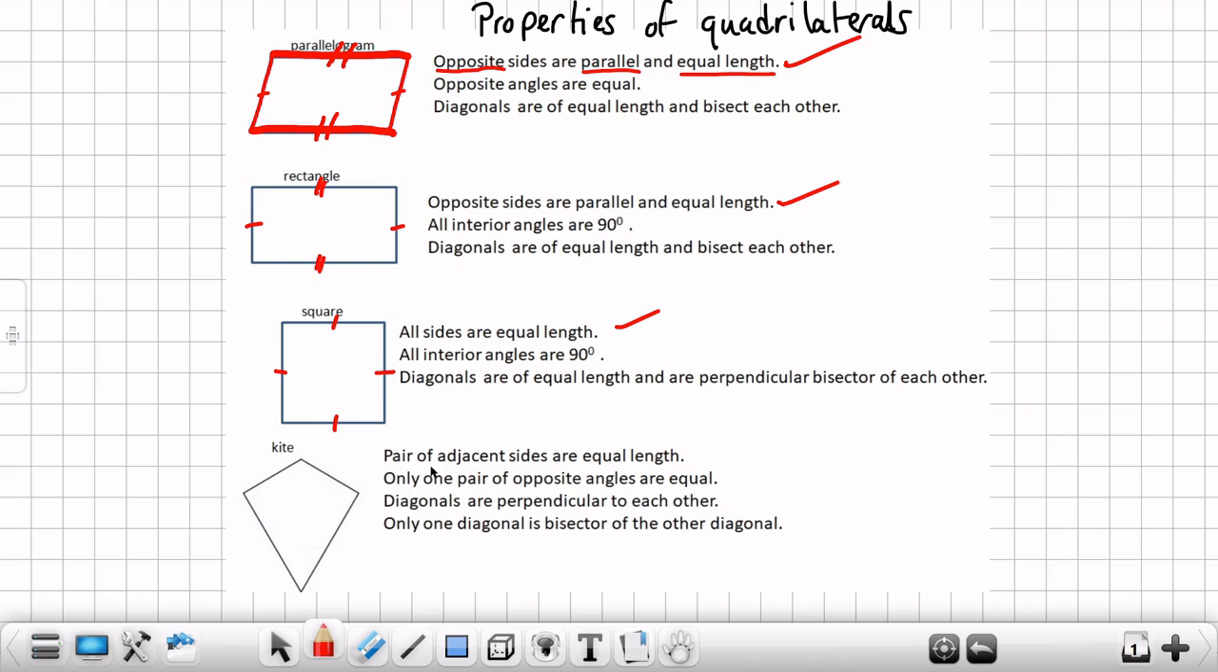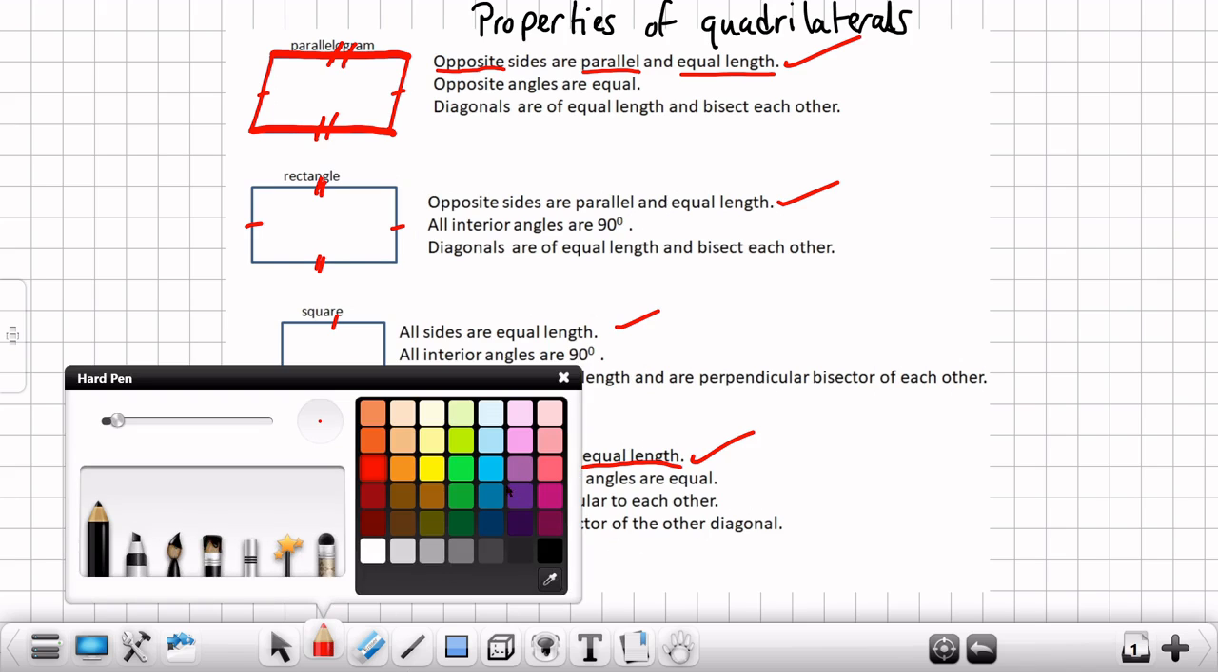Moving on to the kite, a pair of adjacent sides are of equal length. Adjacent means next to each other. So you've got this side corresponding with this side over here. They are adjacent to one another, next to each other, and of equal length. There is another one like that, right? This side over here corresponds with this side over here. They're adjacent to one another, next to each other, and of equal length. That fulfills that.